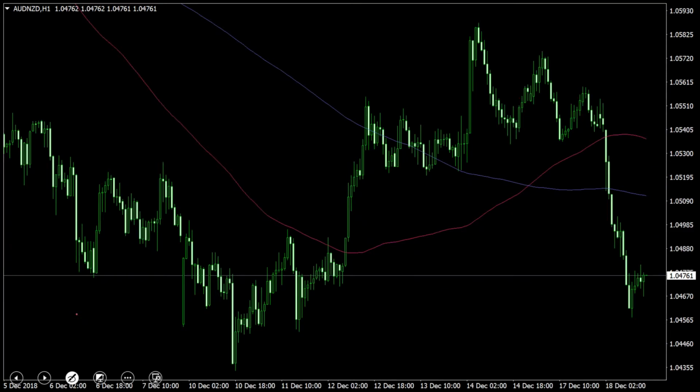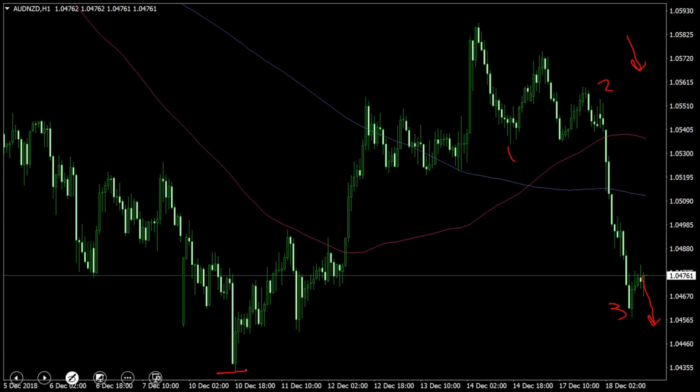One can also argue that the move to the downside is like an impulsive wave. This is number 1, this is number 2, and currently we're experiencing wave number 3. If this is the case, the prices will continue to go down and also break this level.